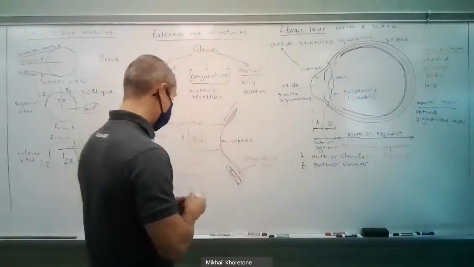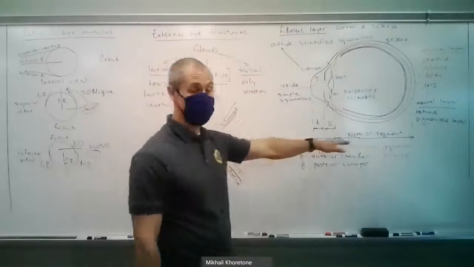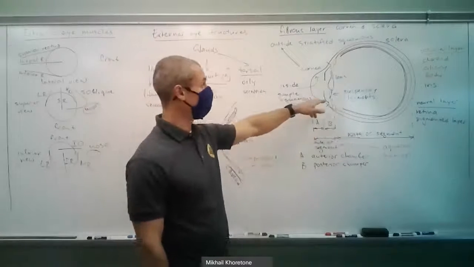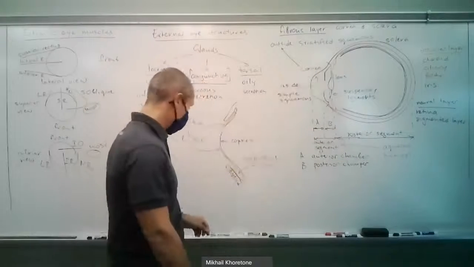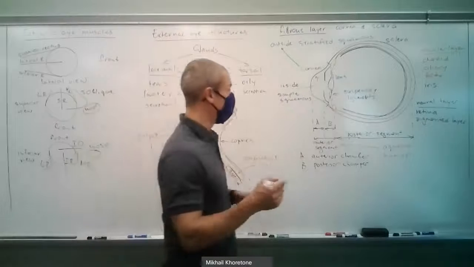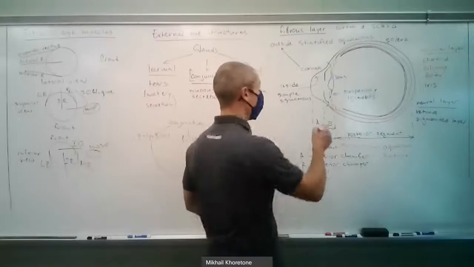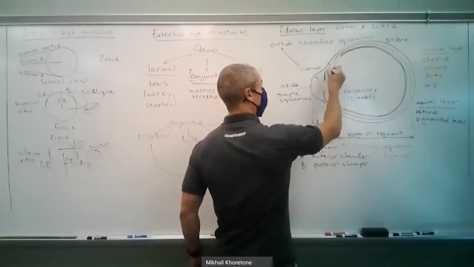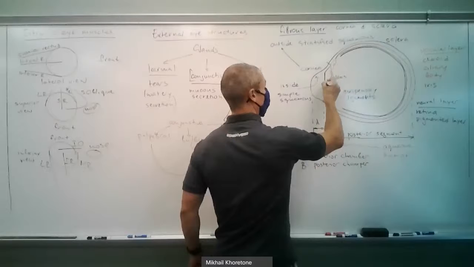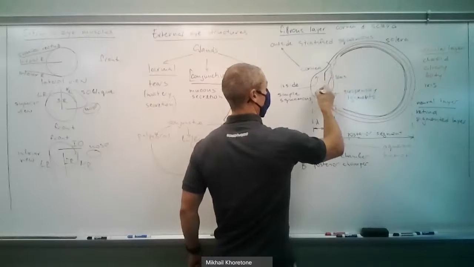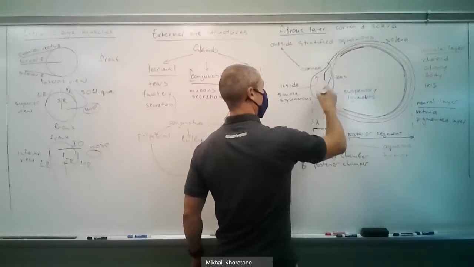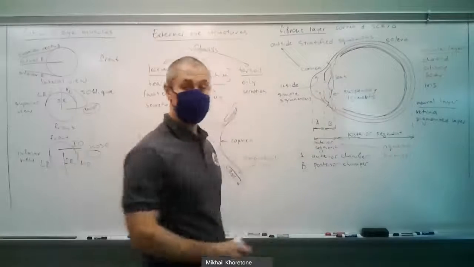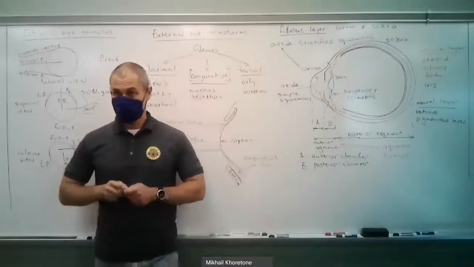Okay, so aqueous humor. You see aqueous humor? Aqueous humor fills the entire anterior segment. It is produced by the ciliary body. It's produced here and here, okay? And it flows, and it flows, and then it drains here at the scleral venous sinuses.